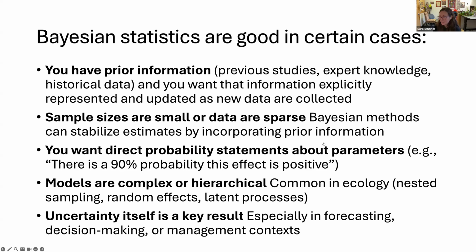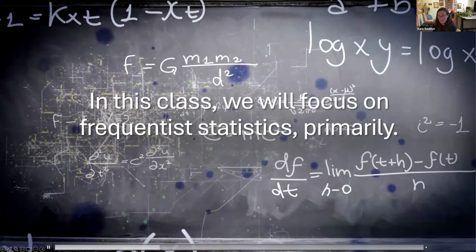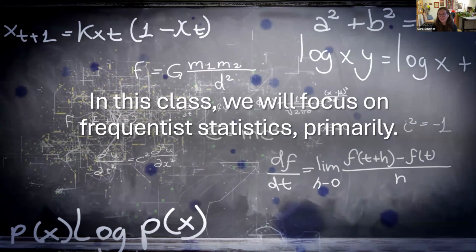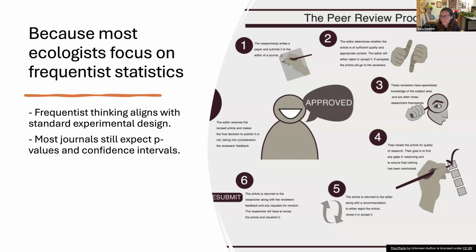But now that we've discussed how useful Bayesian statistics are, I'm going to let you in on a secret. We are mainly going to focus on frequentist statistics. And here's why. Most ecologists work within a frequentist framework. Frequentist thinking lines up naturally with how we design experiments and collect data. And most classical ecological methods, think t-tests, ANOVAs, regressions, are all built on frequentist foundations.